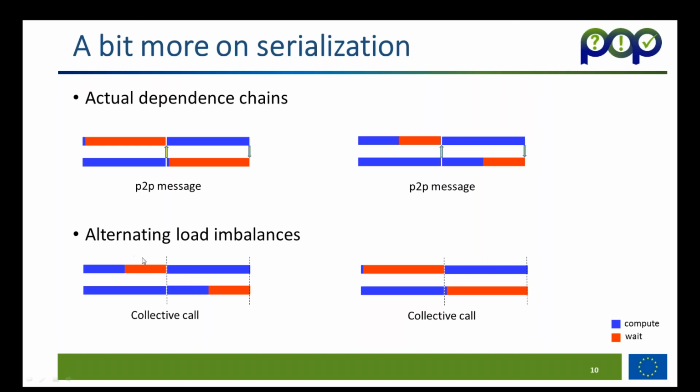What happens in these cases is that globally load balance is not bad, it's good globally, but the microscopic load imbalances result in patterns that are essentially indistinguishable from the traditional pure sequential patterns. So this is the type of behavior that the serialization metric tries to capture.